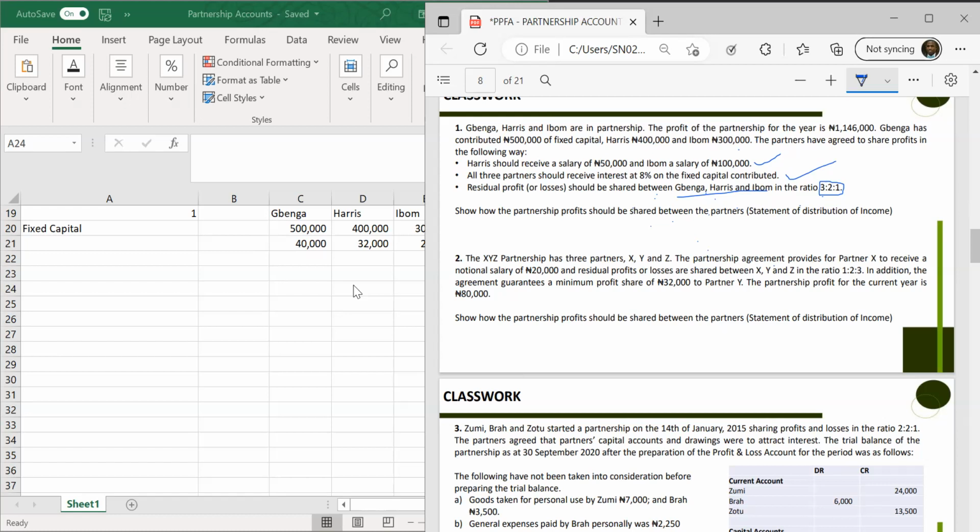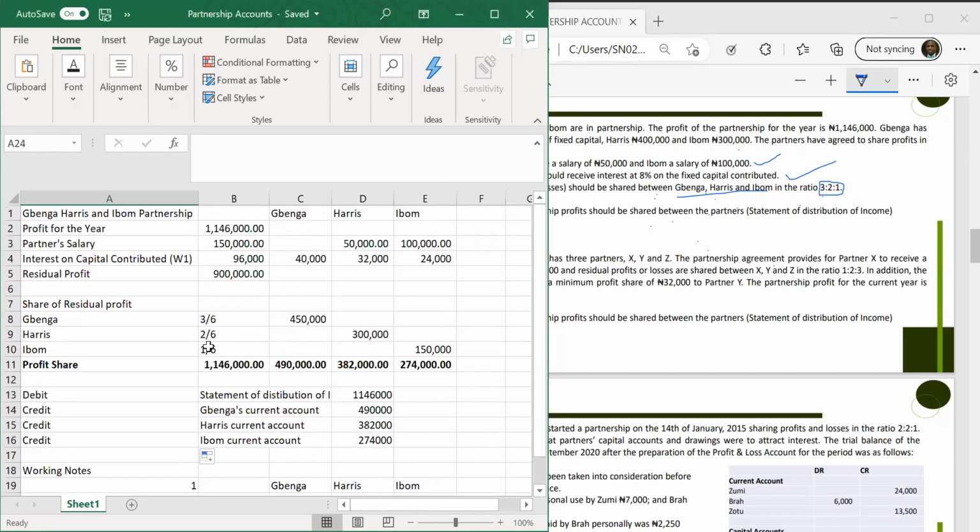XYZ partnership has 3 partners, X, Y, and Z. The partnership agreement provides for partner X to receive a notional salary of 20,000 and residual profit or losses are shared between X, Y, and Z in the ratio 1:3. In addition, the agreement guarantees a minimum profit share of 32,000 naira to partner Y. The partnership profit for the current year is 80,000 naira. Show how the partnership profit should be shared between the partners.